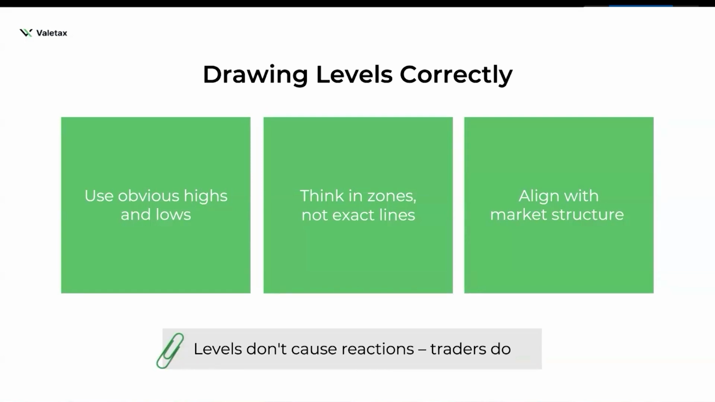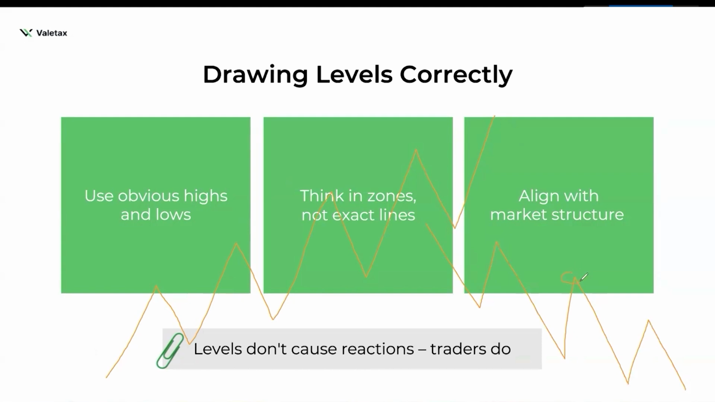And in order for you to draw these levels correctly, like I previously stated in the last slide, you want to make sure that they are in alignment with market structure and the trend. So we want to use support in a bullish market, and we want to use resistance in a bearish market.